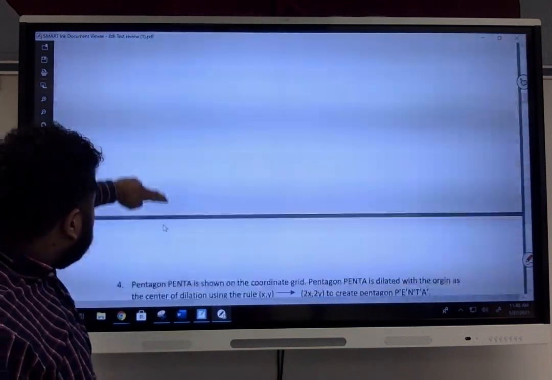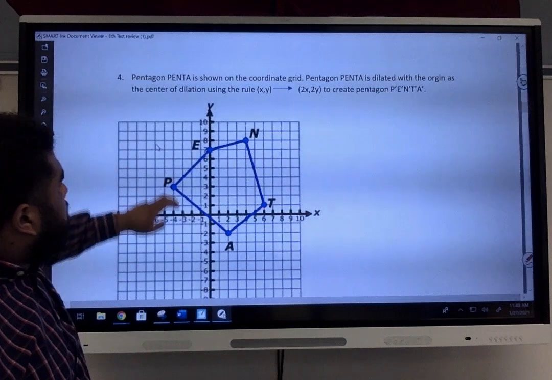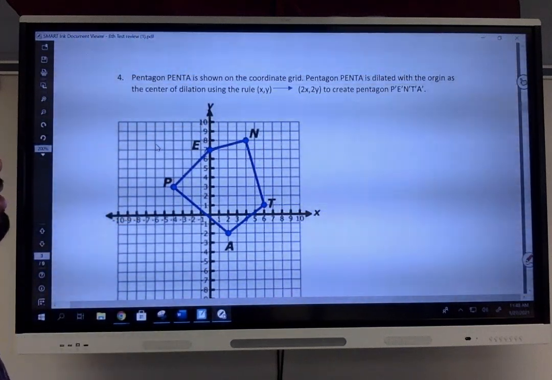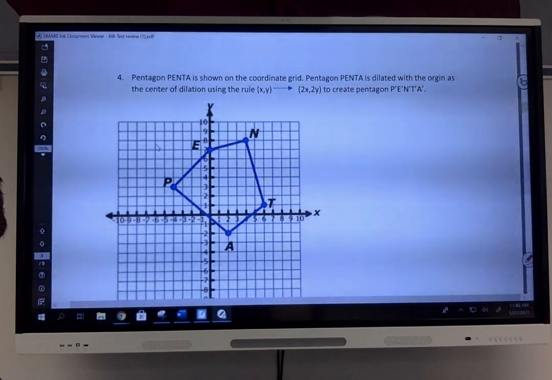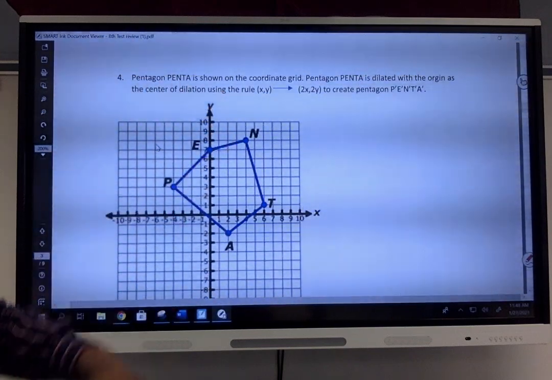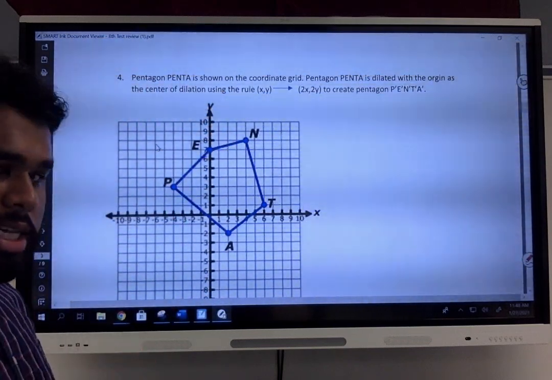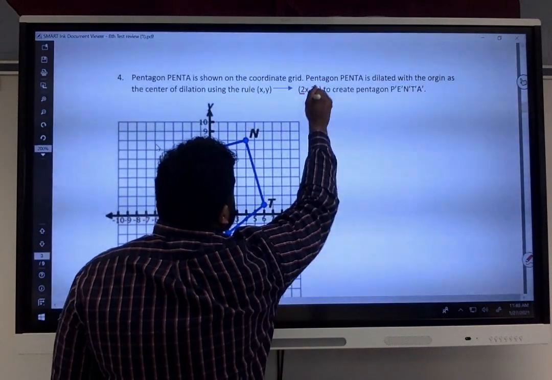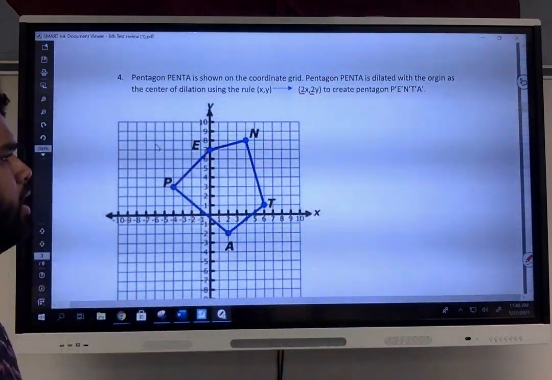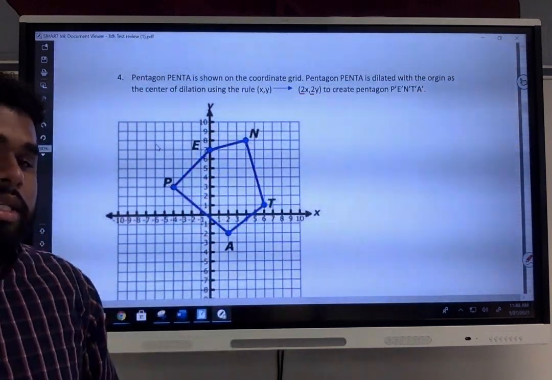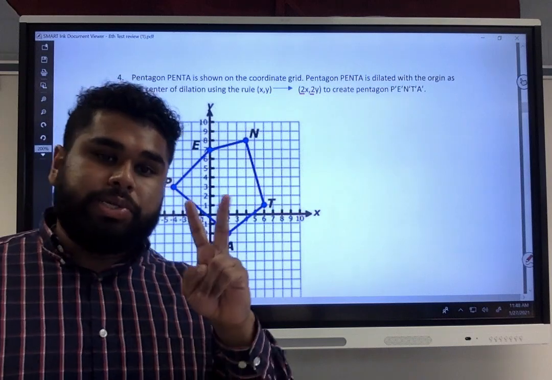So on to question number 4. Pentagon PENTA is shown on the coordinate grid. Pentagon PENTA is dilated with the origin as the center of dilation, using the rule (x, y) transforms, and you have 2x and 2y on the other side. So what's my scale factor? Well, it's the number attached to the x and y on the other side of the algebraic representation. So 2x and 2y tells me that the scale factor is 2.